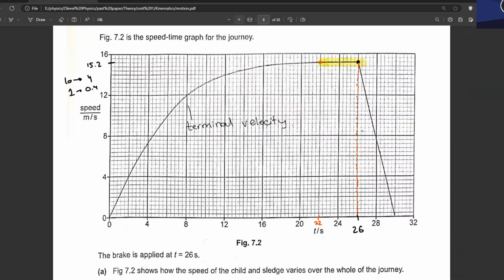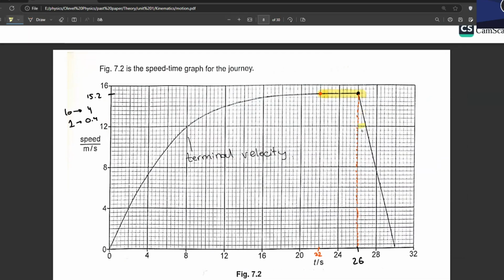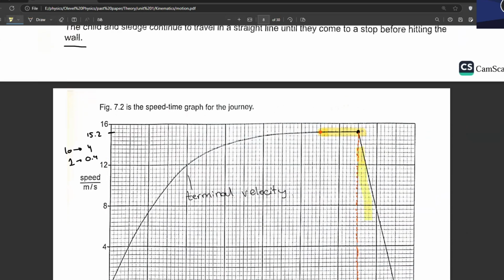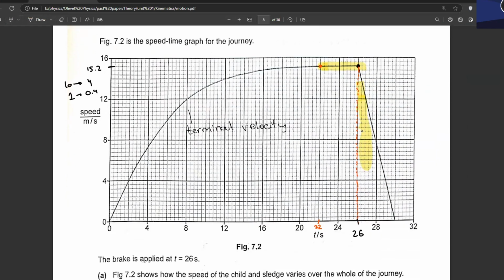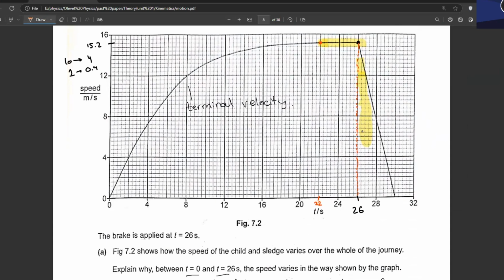So what can we do? We can calculate the area under the graph, this entire triangle. How will we do that? 1 over 2 into the base, from 26 to 30, so base is 4, height is 15.2. This will be 4 into 15.2 divided by 2. The distance traveled comes out to be 30.4. So after 26 seconds, it further travels a distance of 30.4 meters.